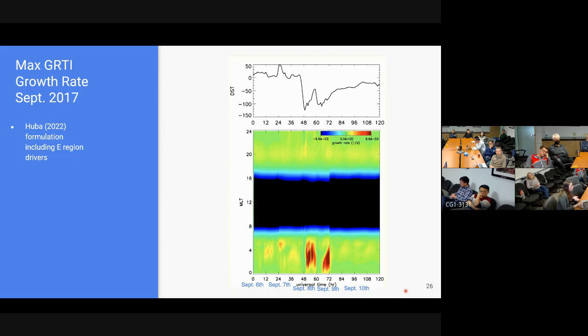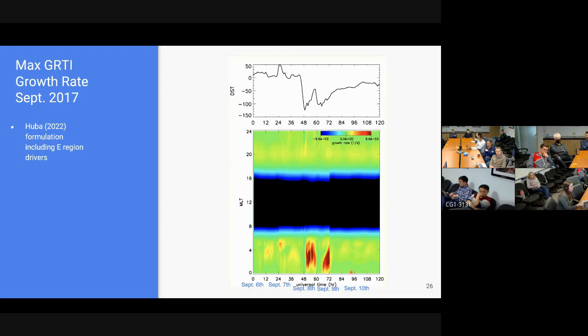And so this shows very good agreement with the plasma bubble occurrence that we saw from ISS. Most plasma bubbles are occurring during the main phase of the storm, which is when we're seeing the highest growth rates. And during the main phase of the storm, the plasma bubbles are occurring in a larger range of local times. So as opposed to just occurring here at dusk, we're seeing them occurring post-midnight as well, which is where we're seeing these really large growth rates.